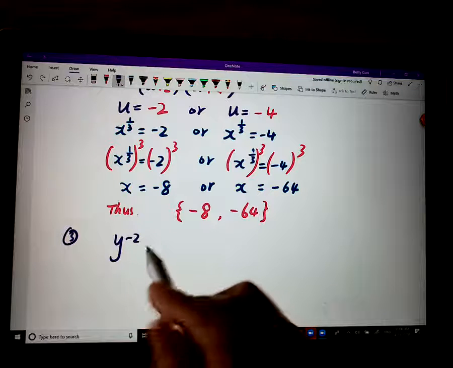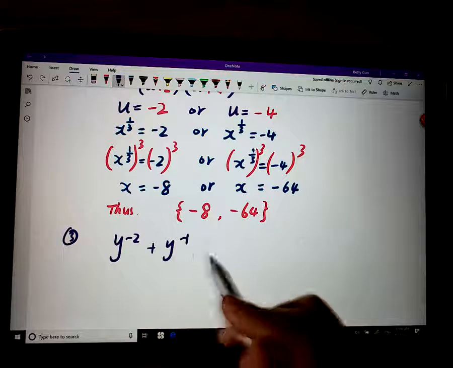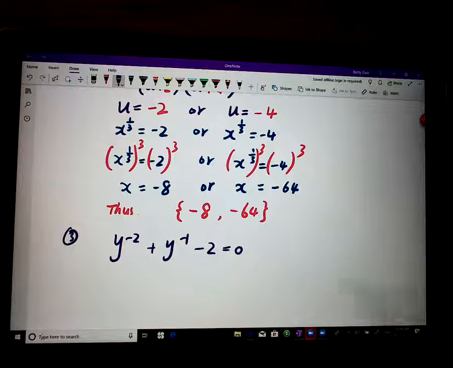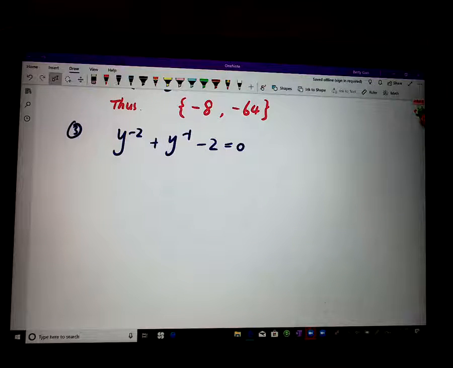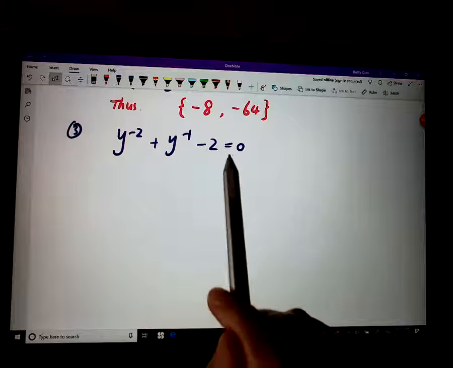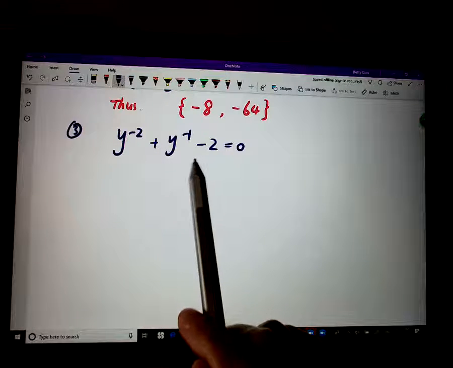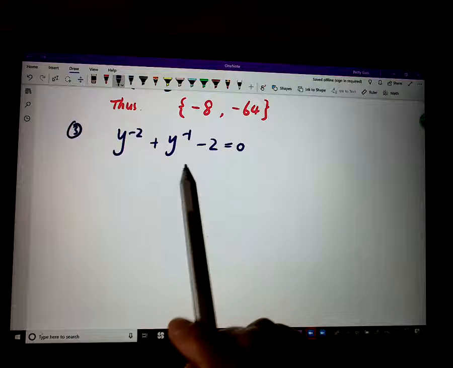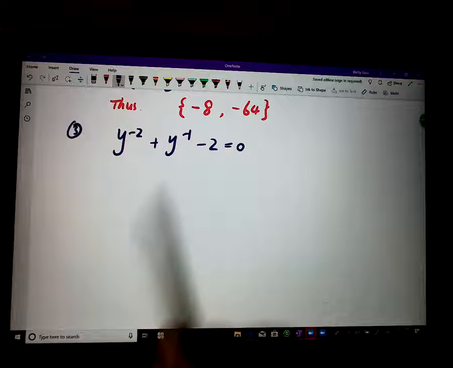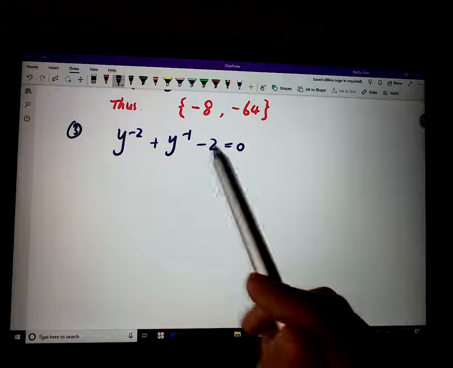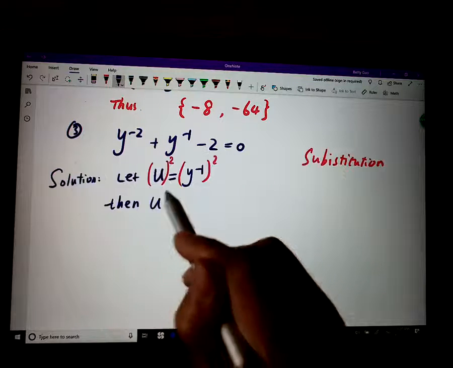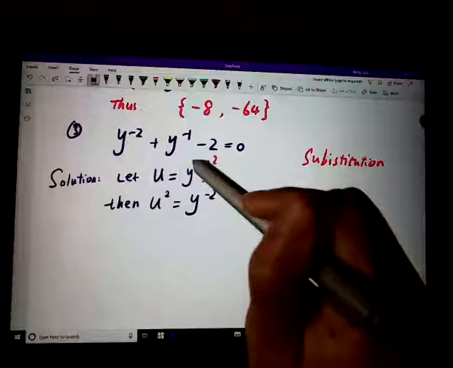y to the power of -2 plus y to the power of -1 minus 2 equals 0. All right. So let's see this problem. y to the power of -2 plus y to the power of -1 minus 2 equals 0. We need to be very clear. The original equation is in y. So the goal is to solve the equation for y. Obviously, this equation is not a quadratic.